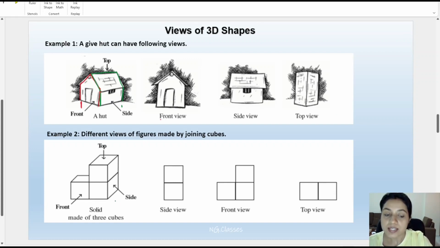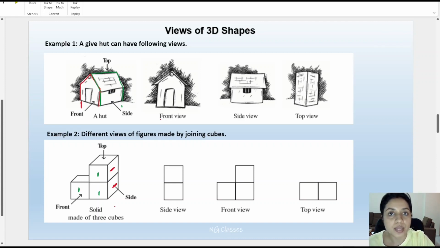In the next example, we have a three-dimensional shape. Here, our front view will be this: this green is a square, another green is a square, and this one, right? We will have three squares as the front view. Now, when we look at the same figure from the side, we will get the red square and this red square. So this is the side view of this figure.